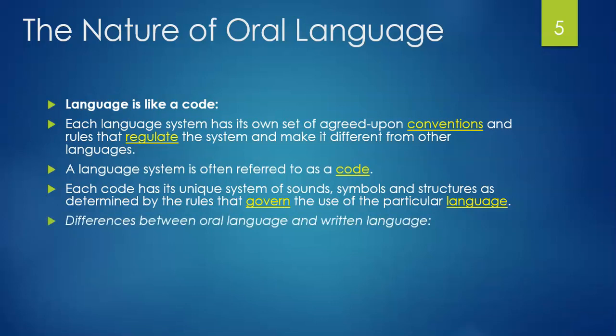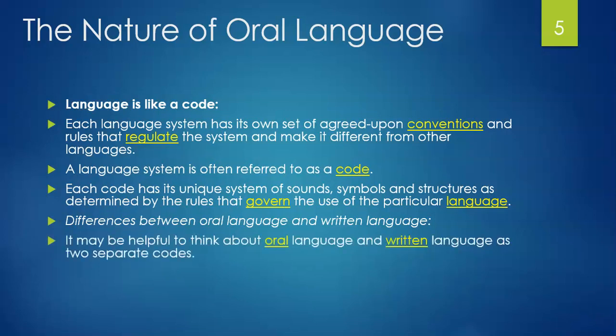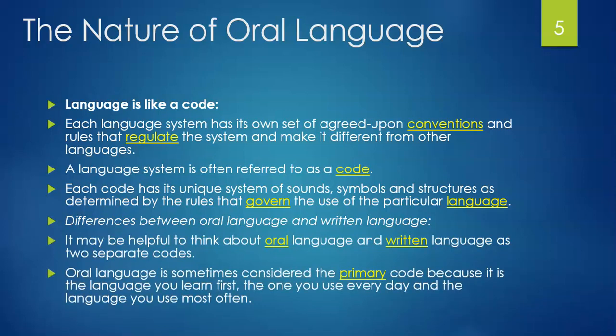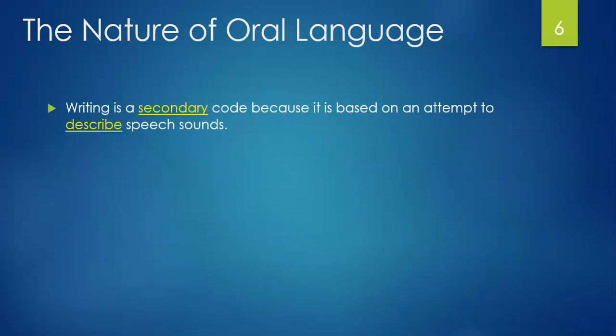So let's talk about the differences between oral language and written language. It may be helpful to think of oral language and written language as two separate codes. Oral language is sometimes considered the primary code because it is the language you learn first, the one you use every day, and the language you use most often. Writing is a secondary code because it is based on an attempt to describe speech sounds.